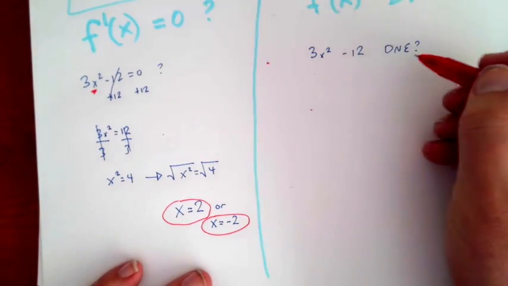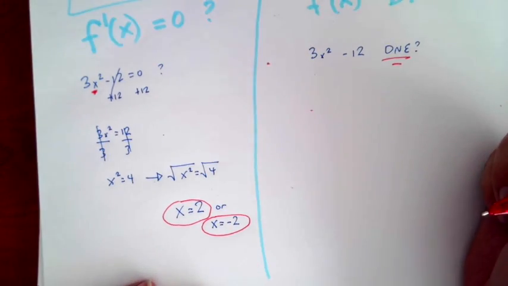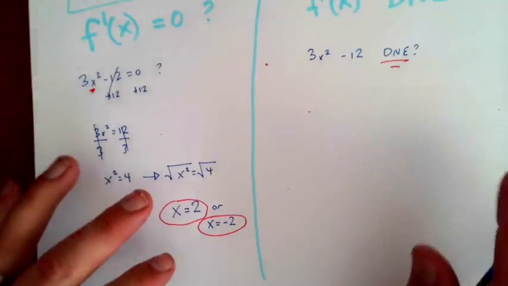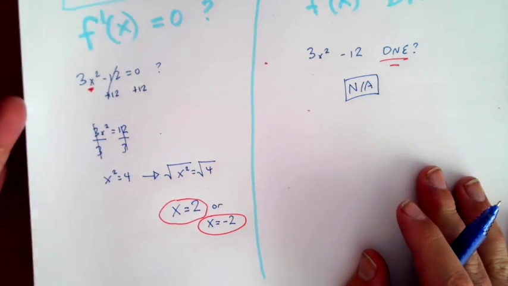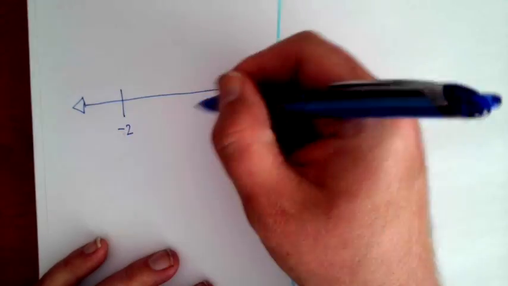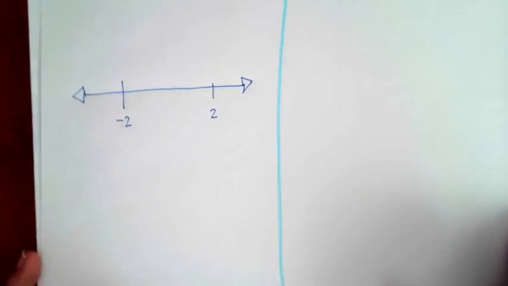For the other case, where is it true that f prime of x does not exist, this doesn't happen. F prime of x is a polynomial, and so it's defined everywhere. Now I take my two critical points of x equals 2 and x equals negative 2, and I'm going to use them to make this sign chart. So the dividing lines on my sign chart are at x equals 2 and x equals negative 2.